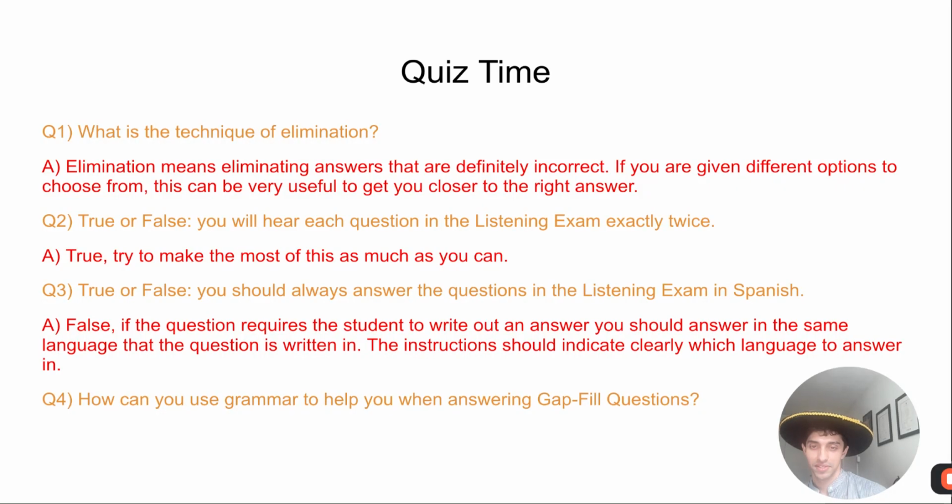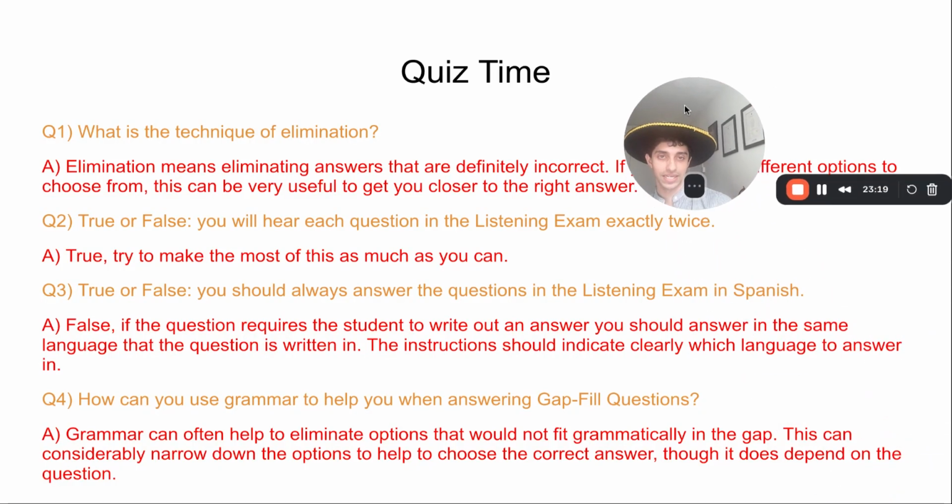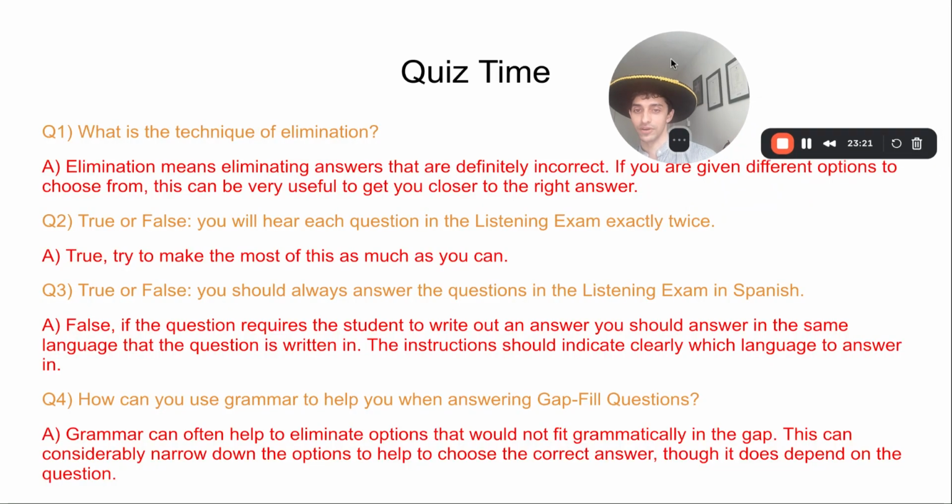Okay, here we go. So grammar can really help to eliminate options that would not fit grammatically in the gap. I should say that it does vary slightly depending on the type of gap fill question, but it is often the case that grammar can help you to narrow down your options. If it works for that gap fill type of question, you can considerably narrow down the options to choose from, but it does depend on the exact type of gap fill question. It doesn't necessarily work for every single one of them.